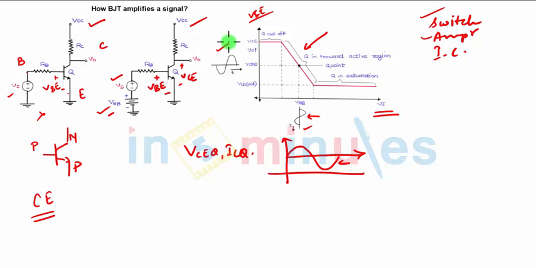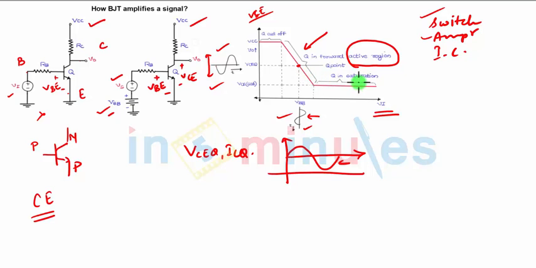What you can see at the output, as your input voltage varies, your output voltage is varying, but the amplitude of the output voltage is greater than the amplitude of the applied input voltage. That means the transistor is amplifying your signal. So whatever signal you are getting, in which region is the transistor operated? The transistor is operated in the active region, that is, the Q point is at the center of the DC load line.